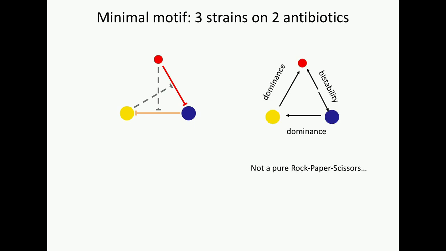And just to connect with what Jeff Gore was saying yesterday about these three different types of pairwise interactions, dominance, bistability, coexistence, it turns out that even though we started with this picture of rock, paper, scissors games, the communities that we find are not classical rock, paper, scissors games where you have three dominance interactions in a line. They are what I would call a conditional rock, paper, scissors game. We have dominance here, but this is bistability. In fact, one can prove mathematically that you need at least one bistability for these communities to work.